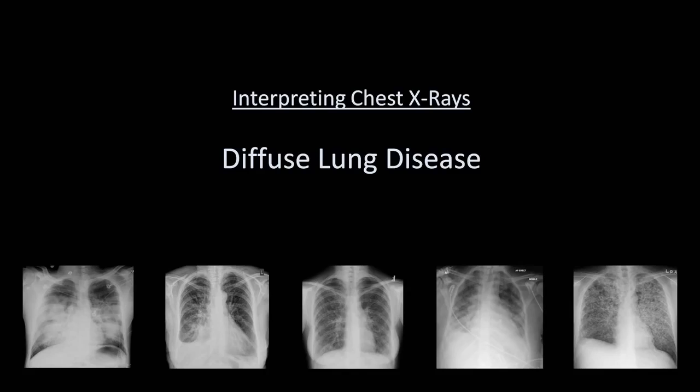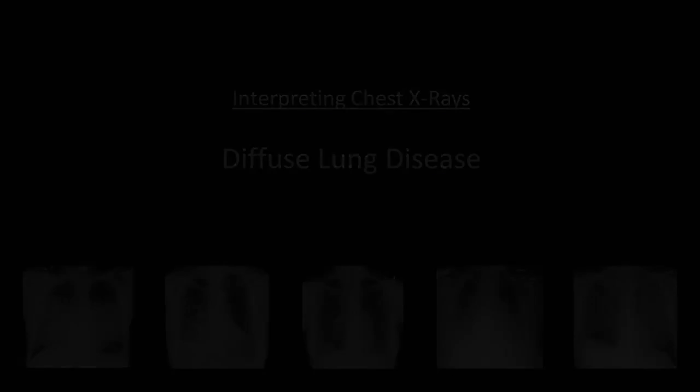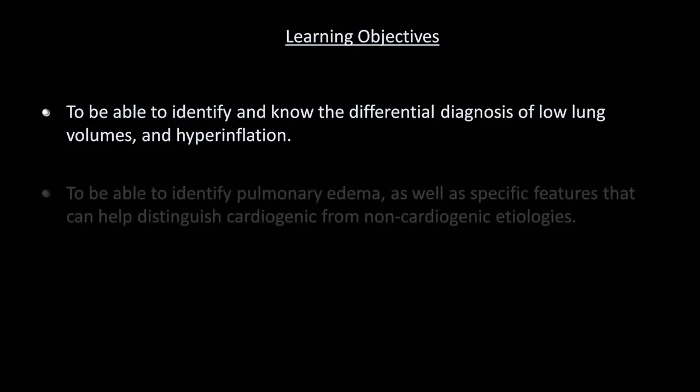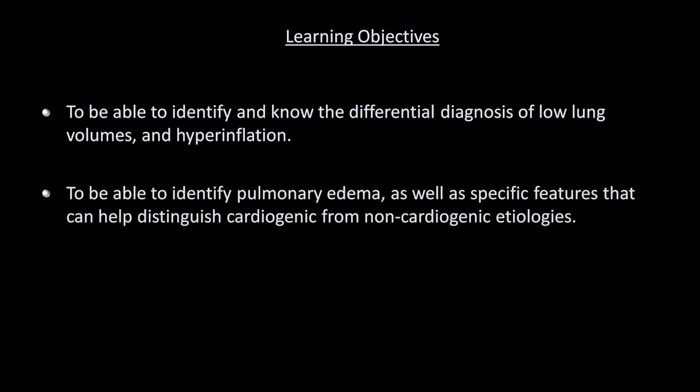This is the 7th video in this series on interpreting chest x-rays, and the topic is diffuse lung disease. The learning objectives are, first, to be able to identify and know the differential diagnosis of low lung volumes and hyperinflation.